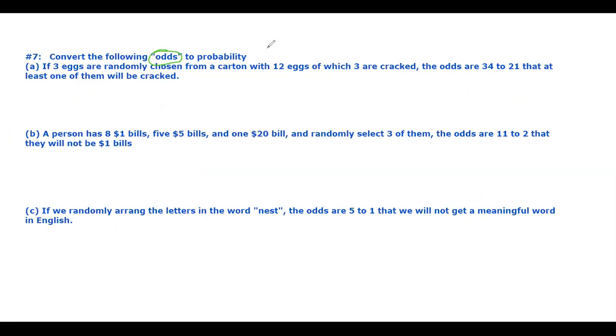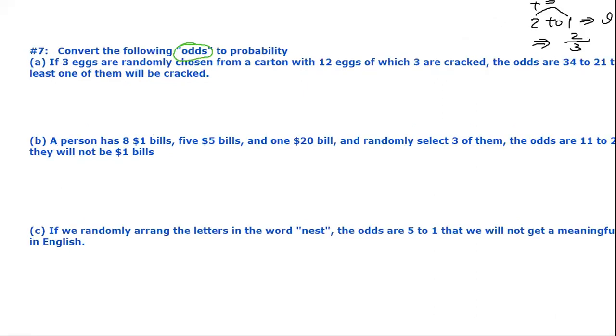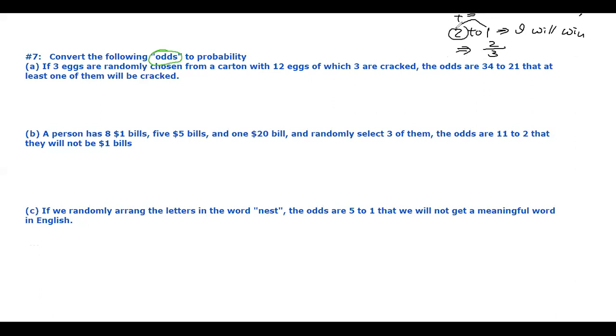So for example, you said that the odds for you and me to play, the odds is 2 to 1 I will win. What does that mean? The odds is 2 to 1, I win. That means the probability I will win is what? 2 to 3, right? So 2 plus 1 is equal to 3. So that means that out of the 3, I have 2 odds. So it's 2 out of 3, all right?